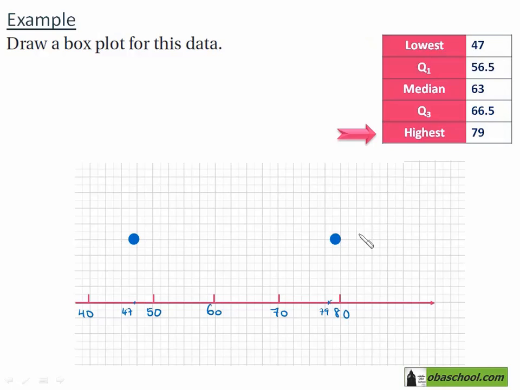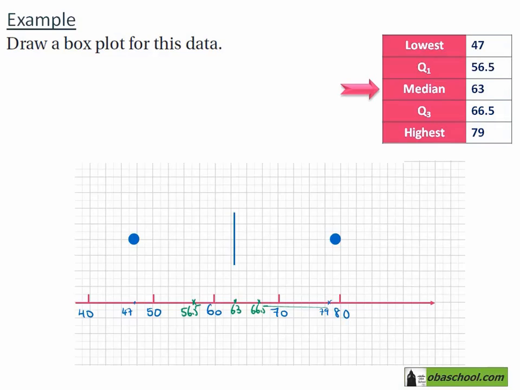Only the lowest and highest values are represented as points, since Q1, median, and Q3 are represented as equal length straight lines. Doesn't matter the length, but all of the lengths of Q1, median, and Q3 should be equal. Now for Q1, it was at 56.5 right here, and on top of that we're going to have to draw a line. For the median, it was right here at 63. And finally, for Q3, it was at 66.5 right here.